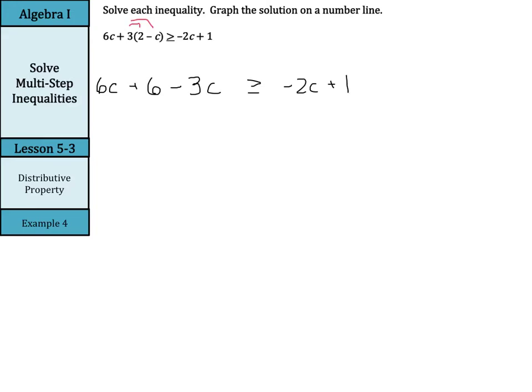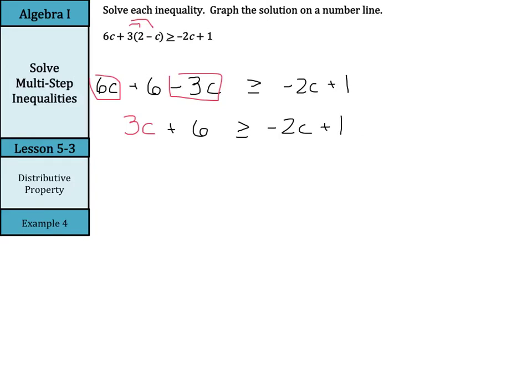Now, before we add or subtract anything from the left side to the right side or the right side to the left side, let's make sure our side is simplified. It's not. We have a 6c and a minus 3c. So combine those terms before we do anything else. 6c minus 3c is 3c. Plus 6 is less than or equal to negative 2c plus 1. I'm sorry, not less than or equal to, greater than or equal to.